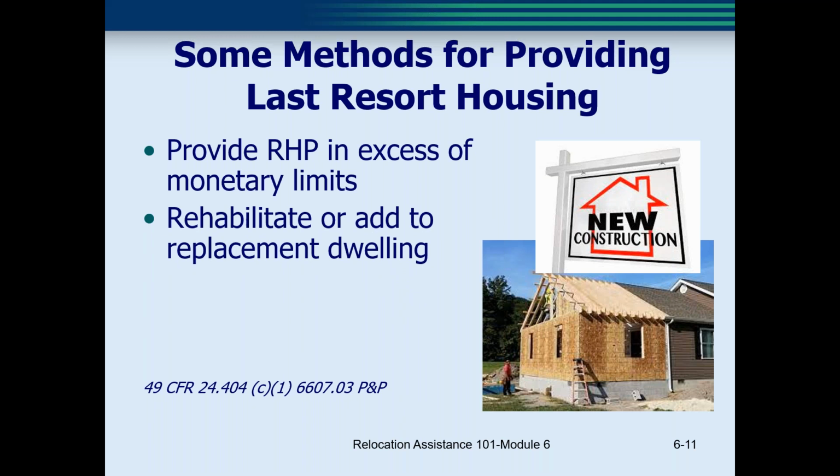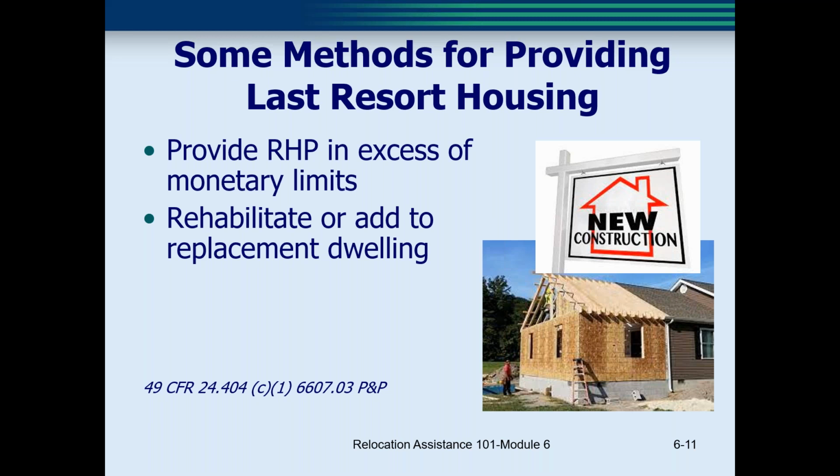So an example of the second bullet point on this slide would be, and let me read the bullet point first, rehabilitate or add to a replacement dwelling. So if you have a family that needs a 5-bedroom house and none are available, you have searched the market, you've expanded your search in your project area, there are no 5-bedroom houses. The agency could pay to add a bedroom to a replacement site.